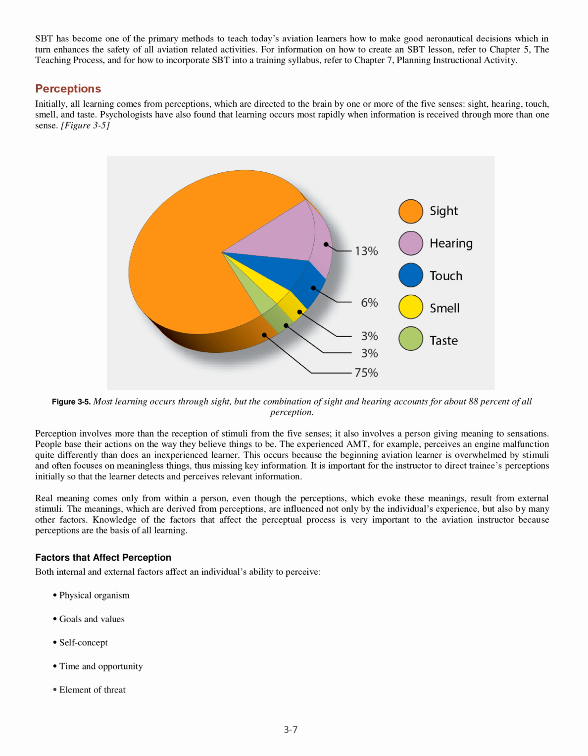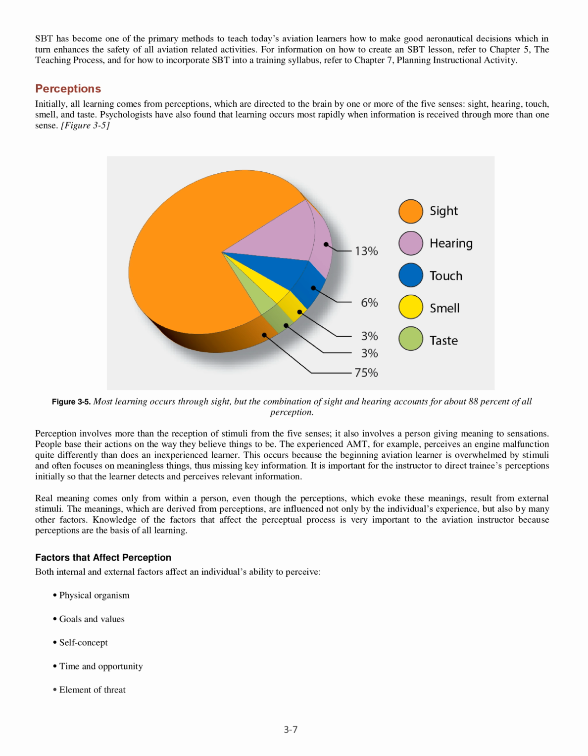Perceptions. Initially, all learning comes from perceptions, which are directed to the brain by one or more of the five senses: sight, hearing, touch, smell, and taste. Psychologists have also found that learning occurs most rapidly when information is received through more than one sense. As shown in Figure 3.5, perception involves more than the reception of stimuli from the five senses; it also involves a person giving meaning to sensations. People base their actions on the way they believe things to be.